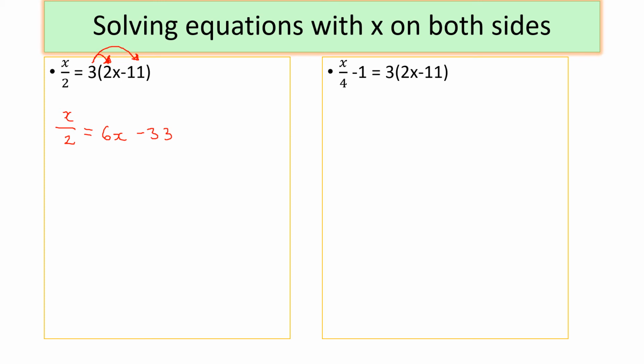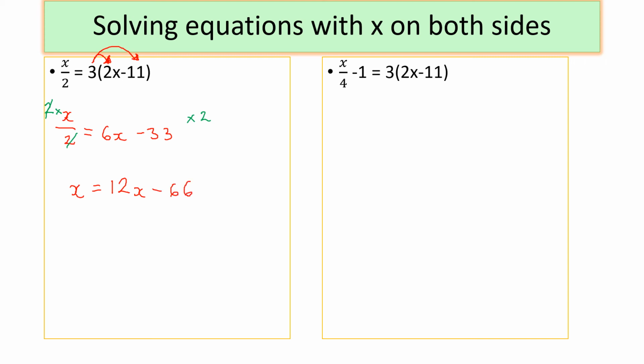Now, my x on the left side is trapped in that fraction, so I need to get rid of that fraction. So I need to times both sides by 2. So now those 2's cancel, and I have only x left. And here, remember to times every single term by 2. So 6x times 2 is 12x. And then negative 33 times 2, which is negative 66.